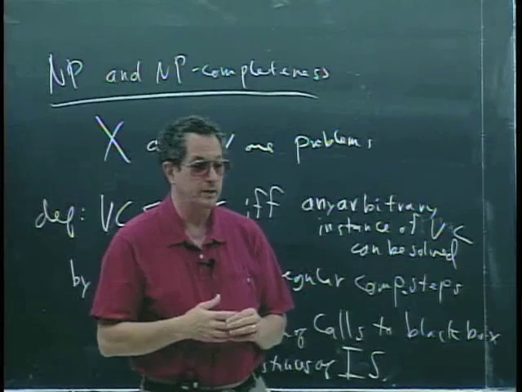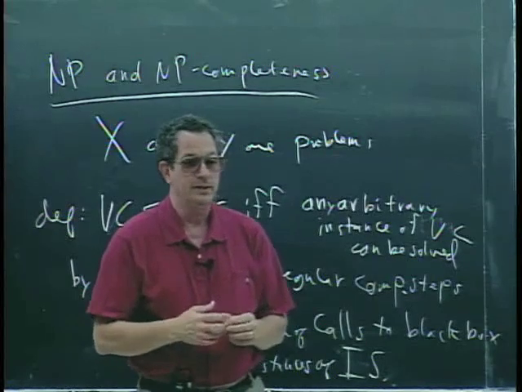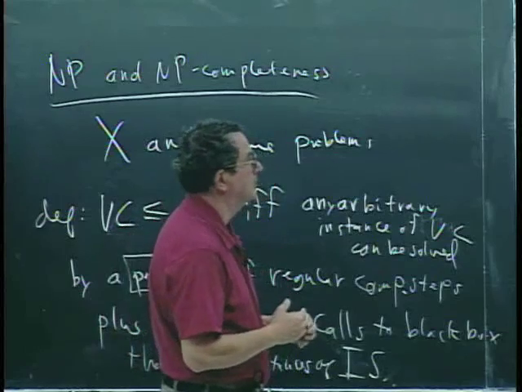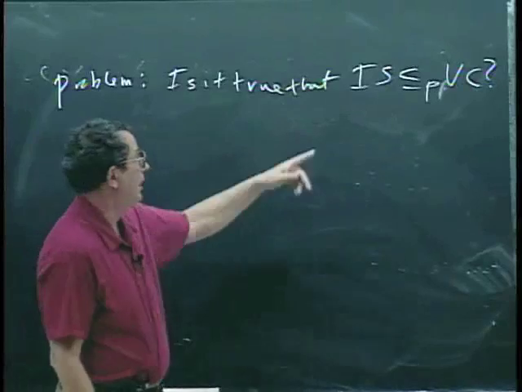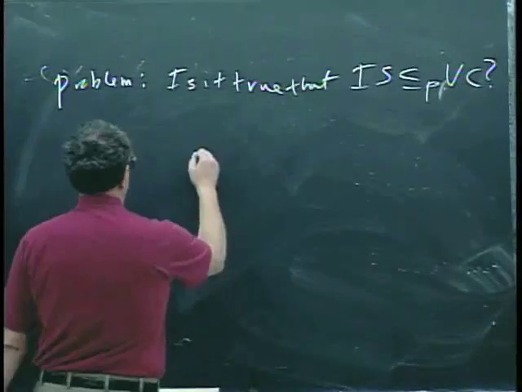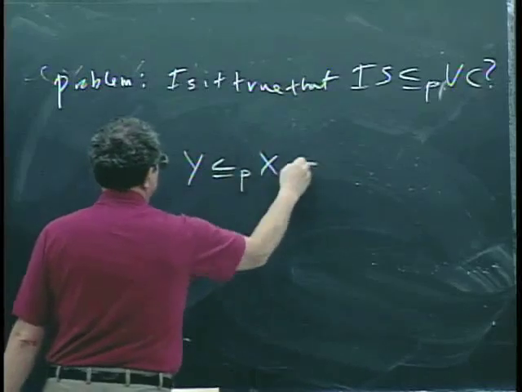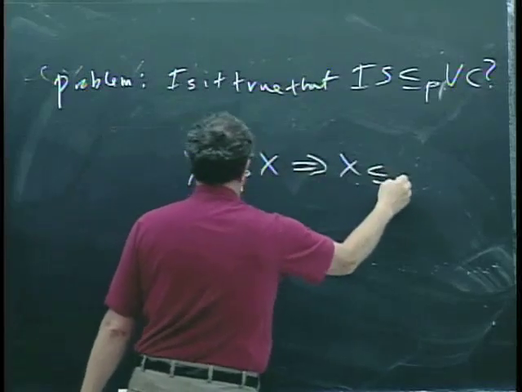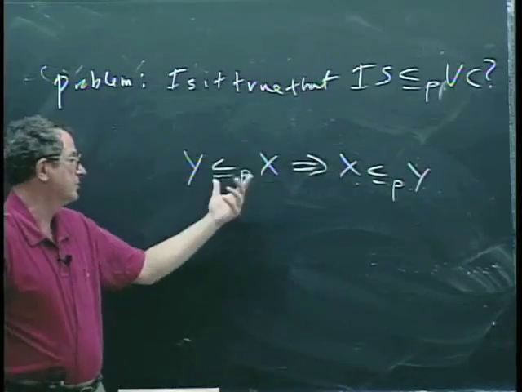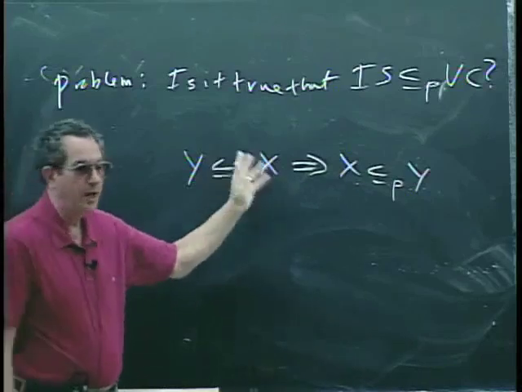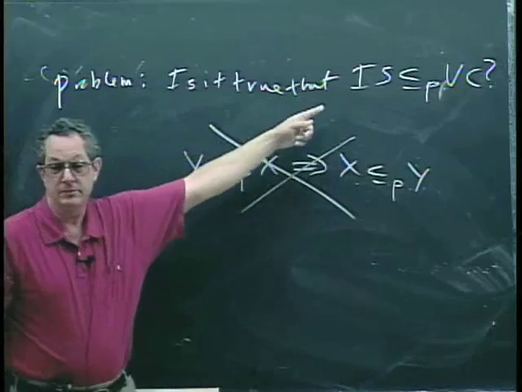Okay, I see some people nodding yes. Anybody nodding no? Okay? And there are two possible reasons why this might be true, or maybe many more. It might be true that y reducing in polynomial time to x implies x reducing in polynomial time to y. Okay? You might just think, well, this is generally true. You can just reverse these. Okay? That's not true. Okay, so that's not the explanation for this one.